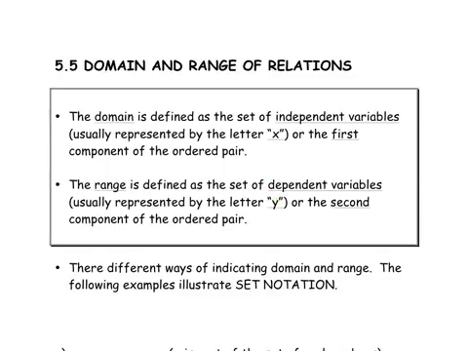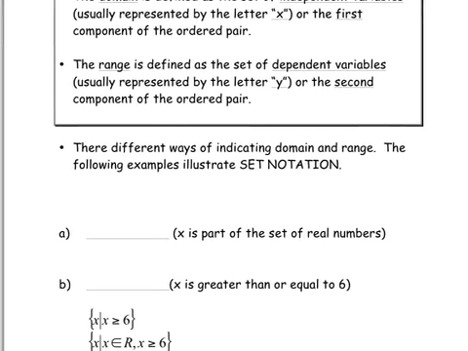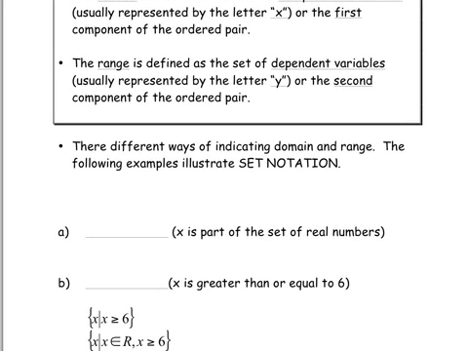Okay, so on an x and y axis, let's say we have an x-axis here and a y-axis here, all the possible values of x, that's your domain. All the possible values of y, that's your range. Okay, so there's different ways of representing domain and range. We're going to use set notation today. This is something you're used to.